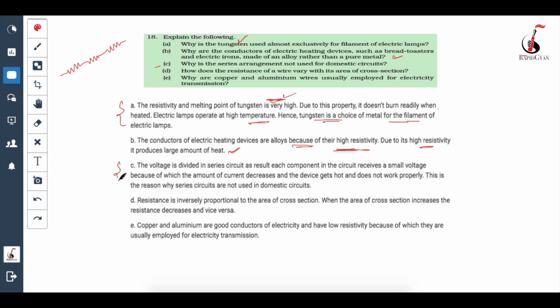So here is your answer, that the voltage is divided in a series circuit. As a result, each component in the circuit receives very small voltage, because of which the amount of current decreases and the device gets hot and does not work properly. So this is the reason why series circuits are not used in domestic circuits.